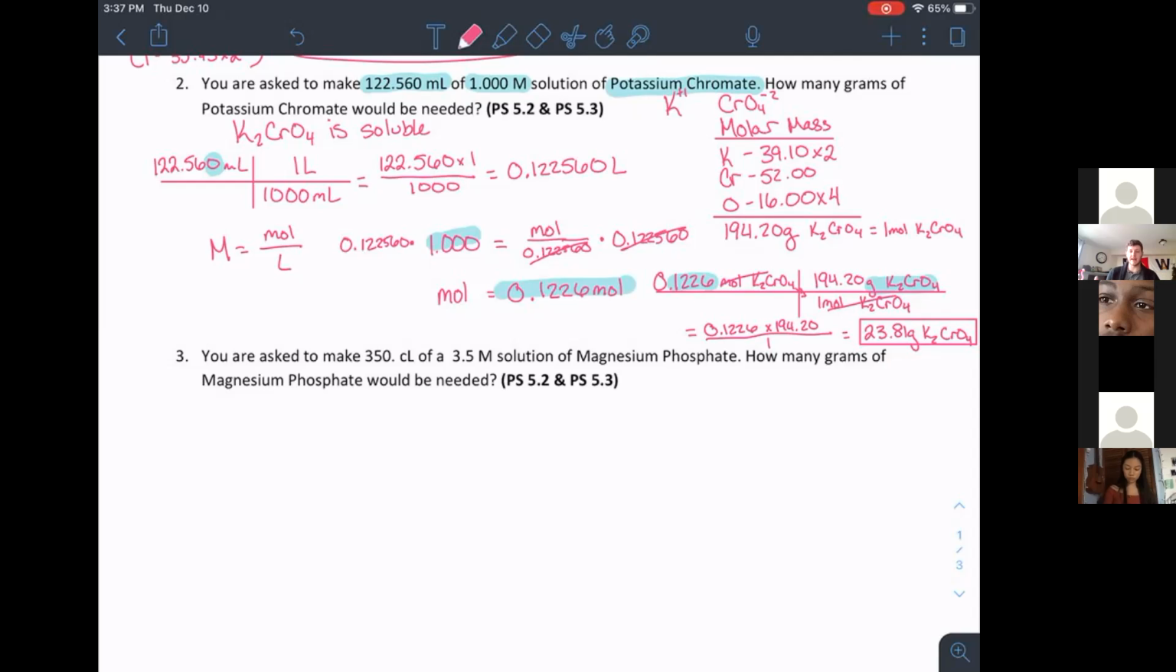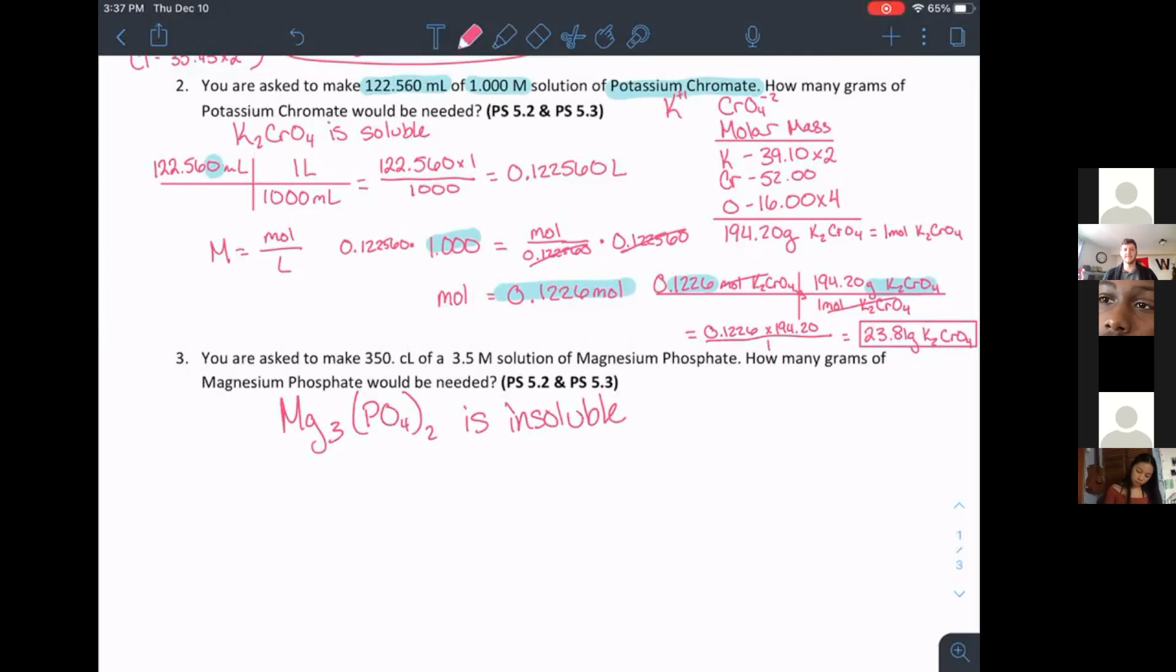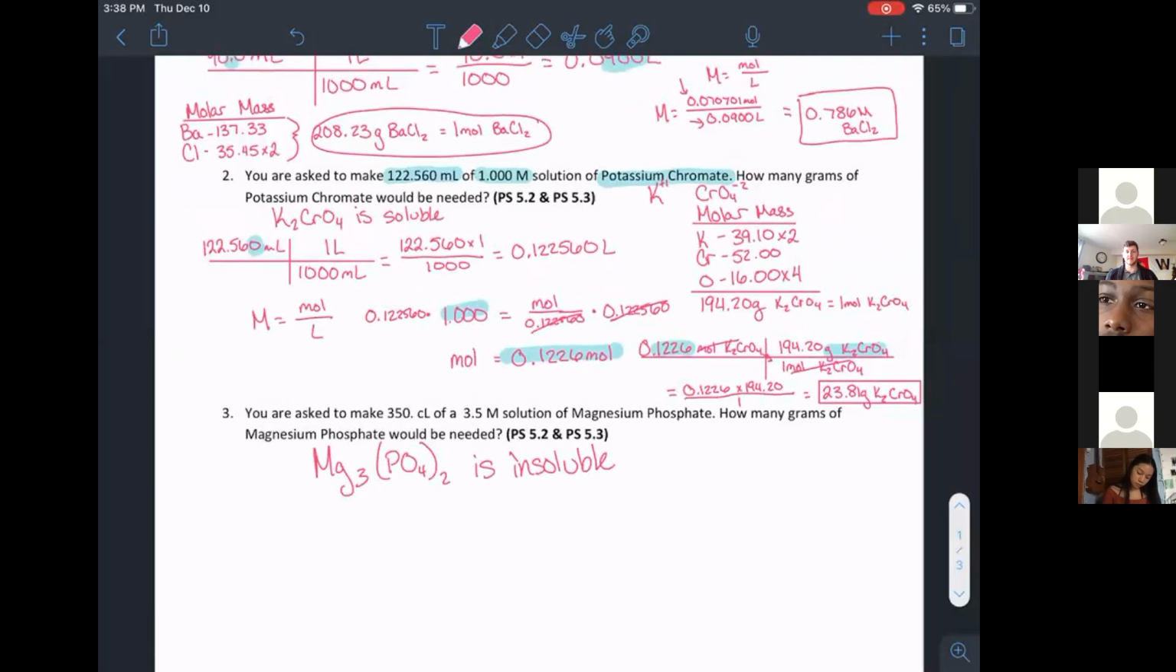All right, so the last one is magnesium phosphate, which is Mg3PO4. And if we look at our solubility chart, we are going to find out that this is insoluble. And so we're done. Don't do anything else for that problem. If you show me work for that problem, I will mark it wrong, and that will make you lose points. So showing work for this problem is going to be bad because it's insoluble, which means it will not happen. Are there any questions on 1, 2, or 3?